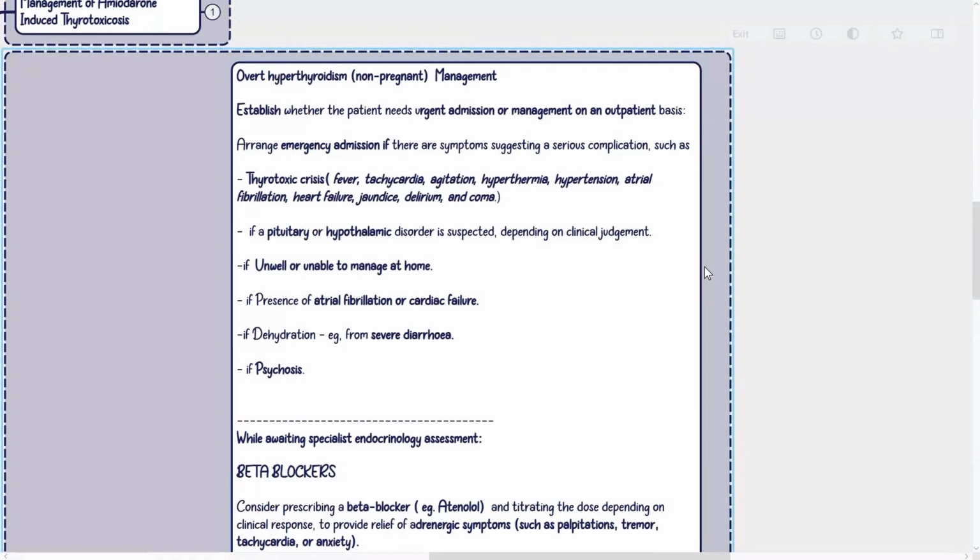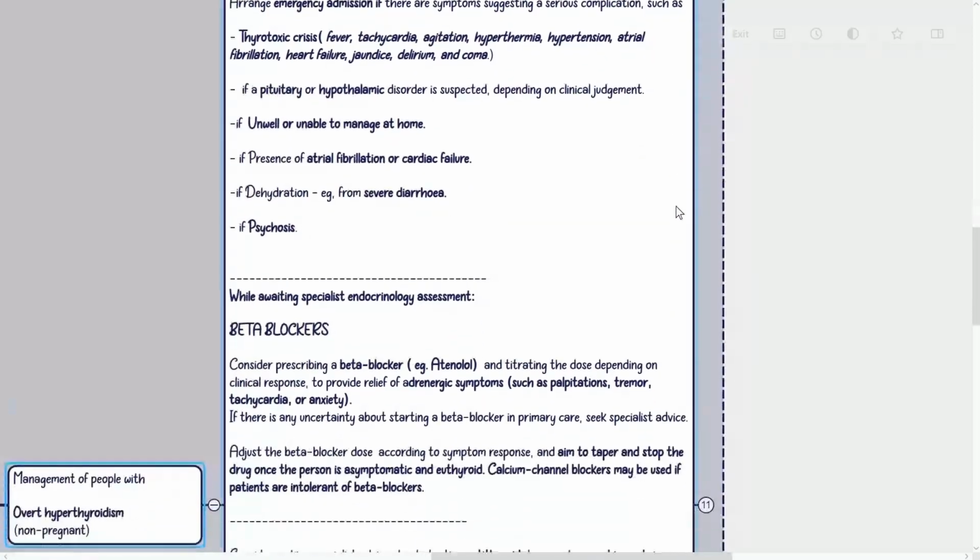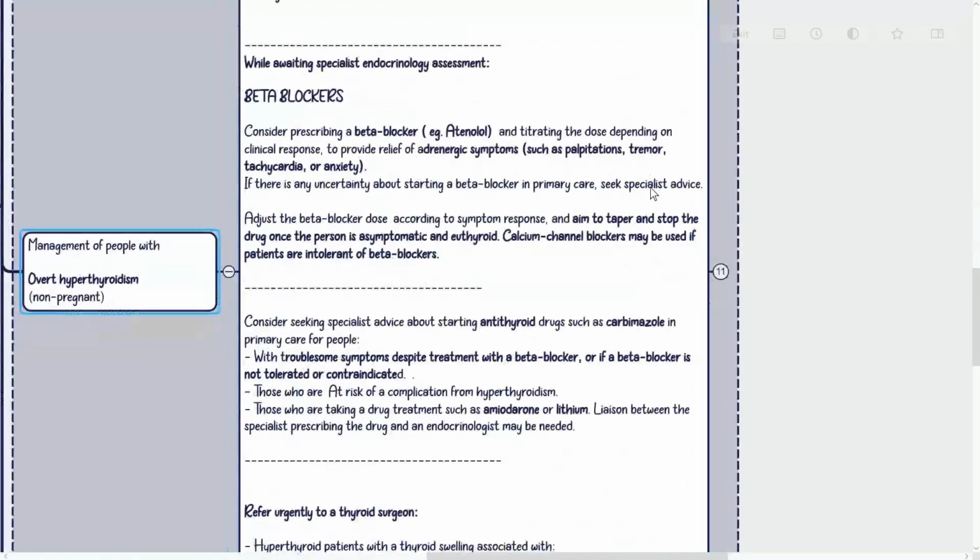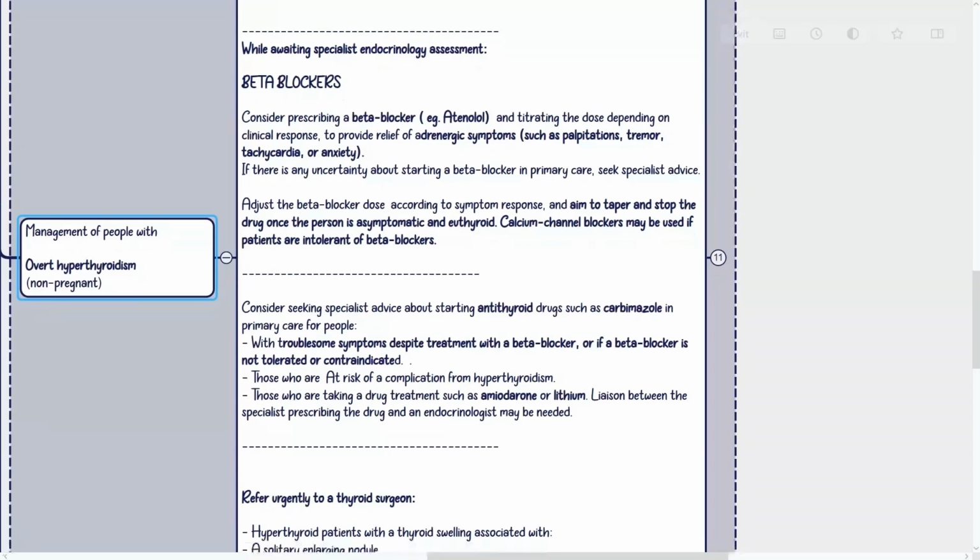While awaiting specialist endocrinology assessment, consider prescribing a beta blocker, e.g., atenolol, and titrating the dose depending on clinical response, to provide relief of adrenergic symptoms, such as palpitations, tremor, tachycardia, or anxiety. If there is any uncertainty about starting a beta blocker in primary care, seek specialist advice. Adjust the beta blocker dose according to symptom response, and aim to taper and stop the drug once the person is asymptomatic and euthyroid. Calcium channel blockers may be used if patients are intolerant of beta blockers.